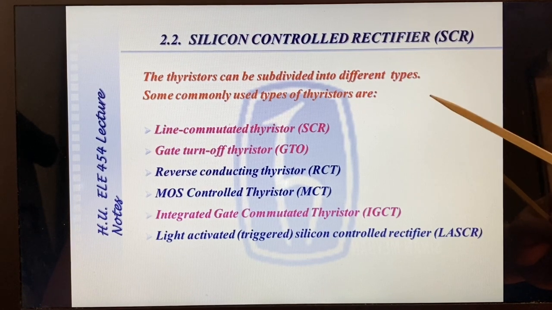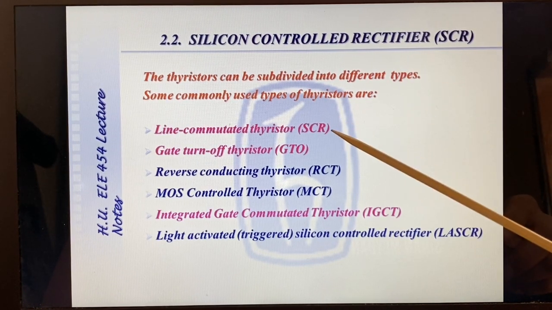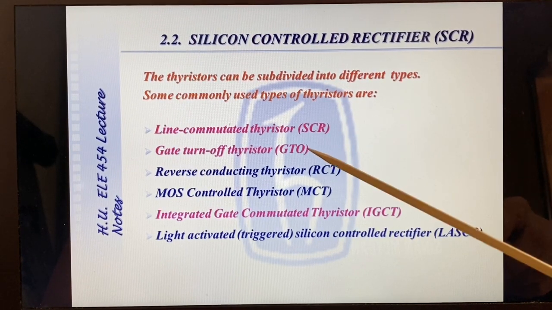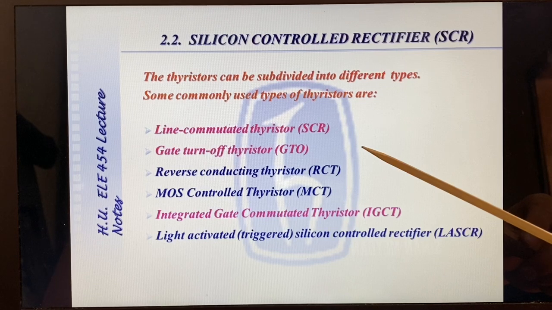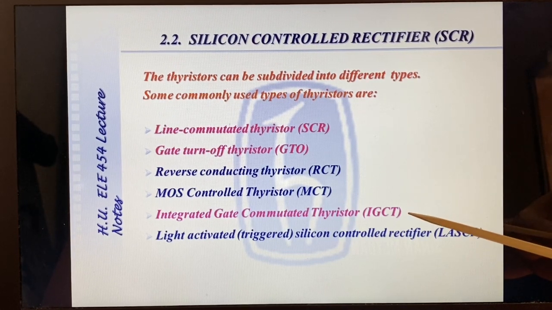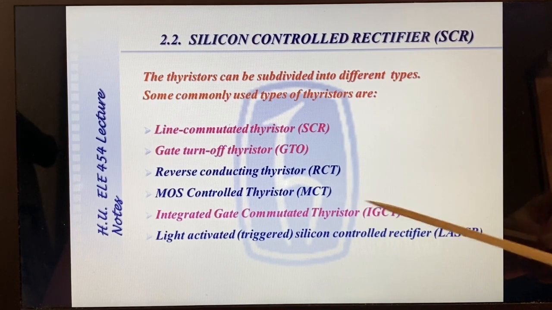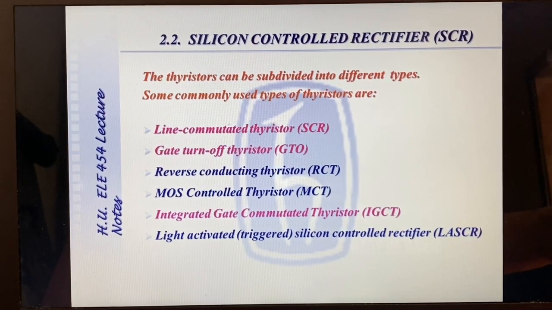They can be subdivided into different types. Line commutated thyristor, which we will consider mostly within the scope of this course, but in very high power applications, gate turn-off thyristor, which is nowadays replaced by integrated gate commutated thyristor, and some other versions which have been worked in the laboratory, say. Light activated SCR is also a physically commercial device, but for very, very high power applications, it is an expensive device.